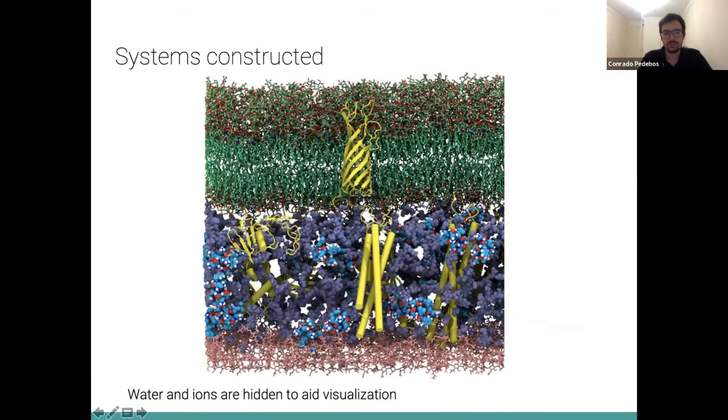So this is what the final system that we built looks like. Water and ions are hidden here, so we can better see the system. This is the outer membrane. We have proteins in yellow, the cell wall in pink, the polymyxins in blue, and the osmolytes in purple.